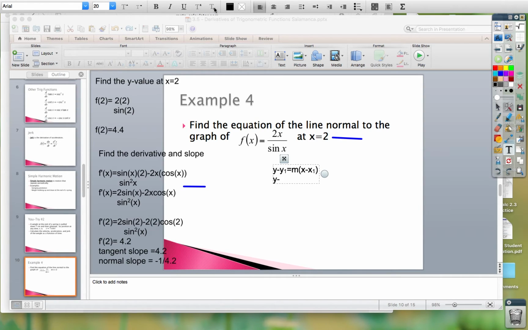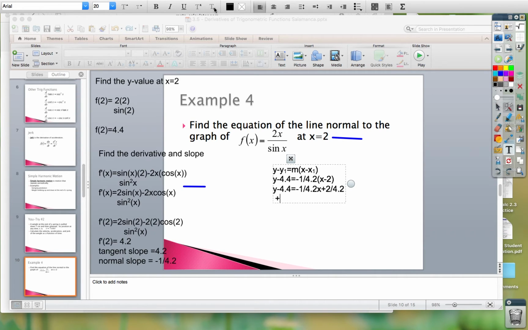So we get y minus, the y value here was 4.4 because we calculated that from the original equation. The m is our normal slope. So we need the negative 1 divided by 4.2 times x minus our x value, which is 2. So this is y minus 4.4 equals negative 1 divided by 4.2 x plus 2 divided by 4.2.